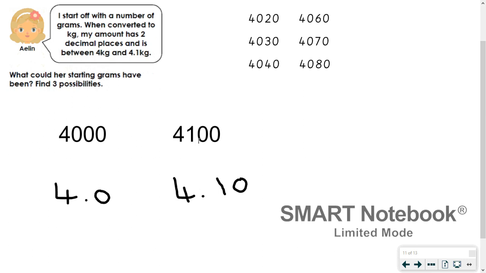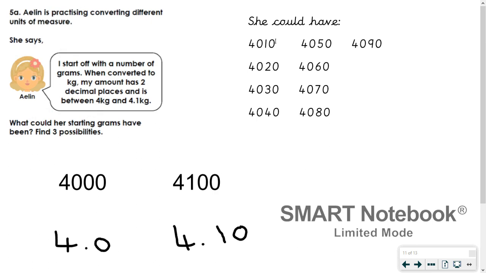Okay, so the option she could have, it needs to be between here, so she could have 4,010 grams. Because if we have a decimal point at the end and we're dividing by 1,000, bounce once, twice, 3 times, it'll be 4.01. Now look, the bottom is kilograms, 4.0, so 4.01 would be just after it, and it's less than 4.10. This one, 1, 2, 3 jumps would be 4.02. Bigger than this one, smaller than this one.